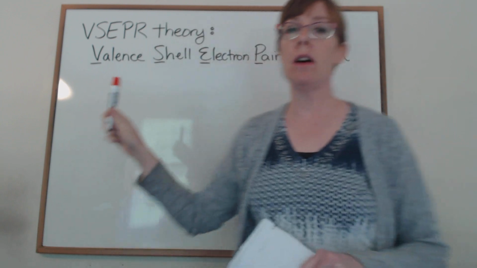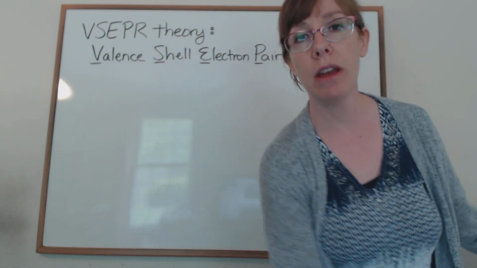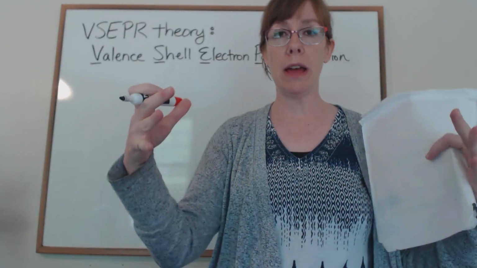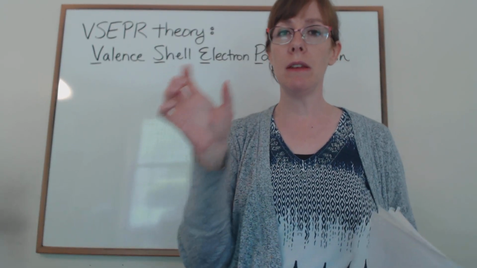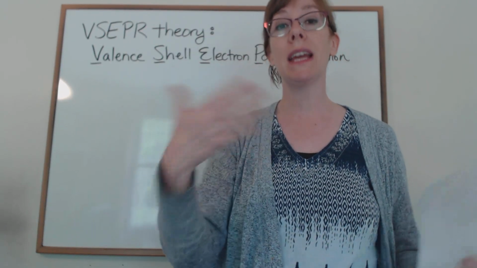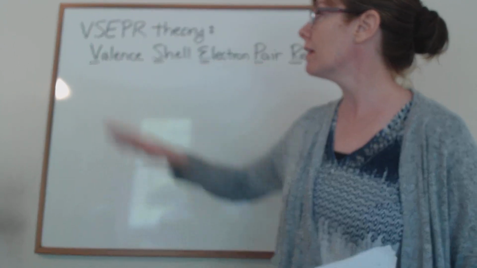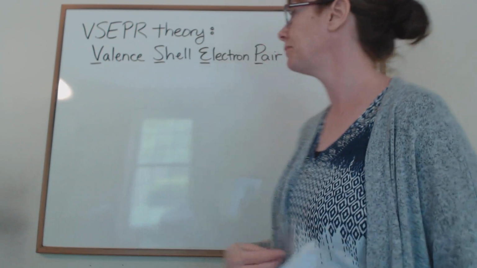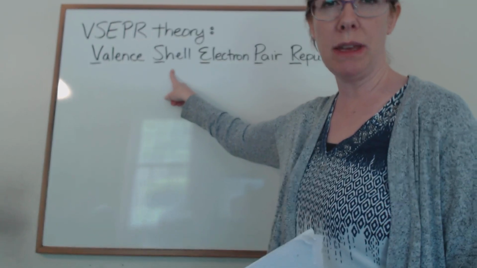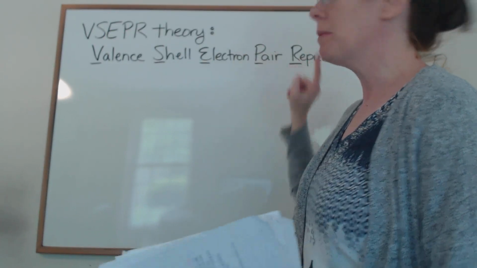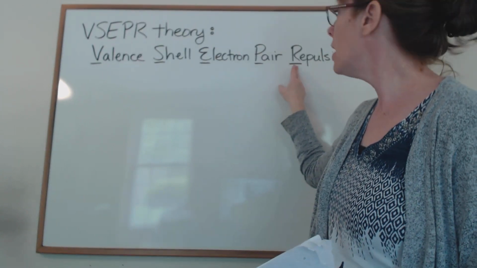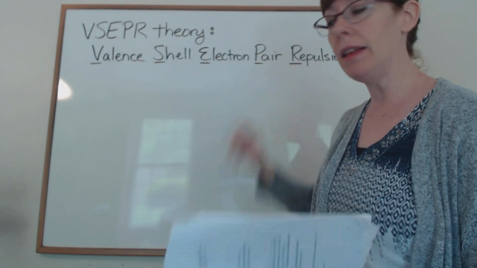All right, so first of all, shell, I've been using that here and there, is the old-fashioned term for principal energy levels. So essentially, this deals with the valence orbitals, the orbitals that contain valence electrons. So you can think of the valence shell as just the orbitals that contain valence electrons. So just so you know what shell means. Electron pair repulsion. So understanding this theory, really the most important word is repulsion. It's all about electron pairs repelling each other.